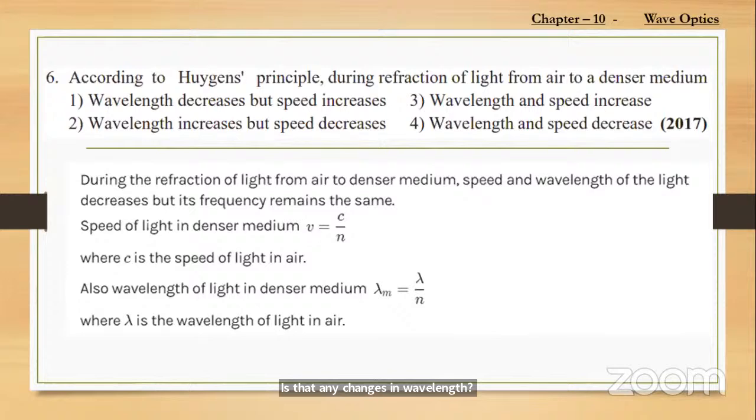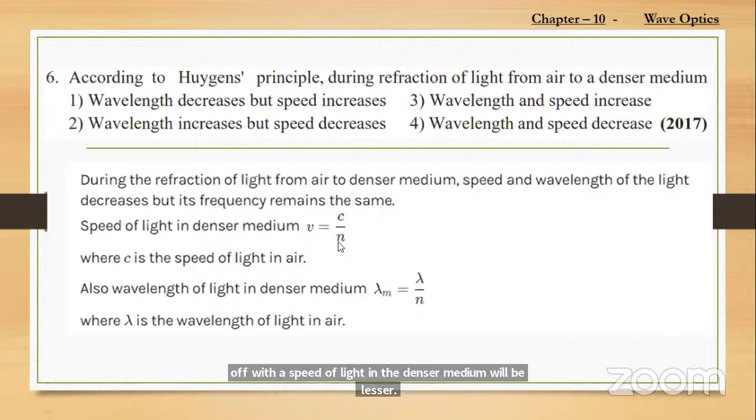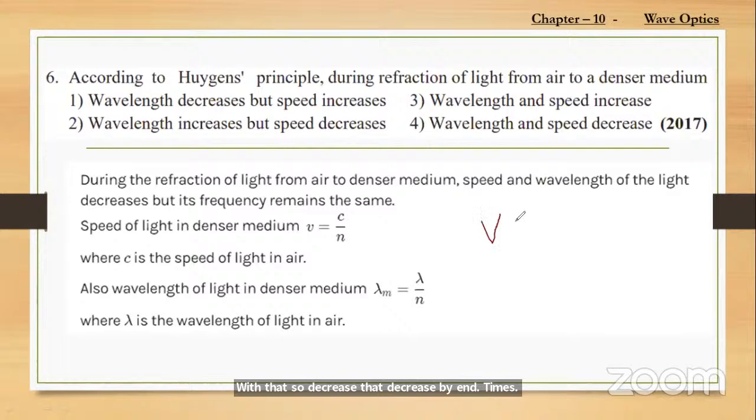See, the speed of light in the denser medium will be lesser, decreasing by n times. Similarly, as you know, V is equal to F lambda. If the speed decreases, what happens to the wavelength? They are directly proportional, so that also decreases. That's why the answer for this one is that both wavelength and speed decrease.